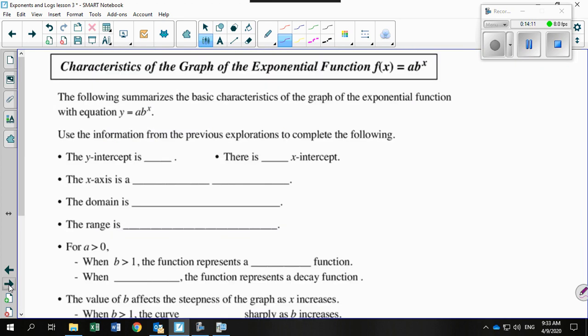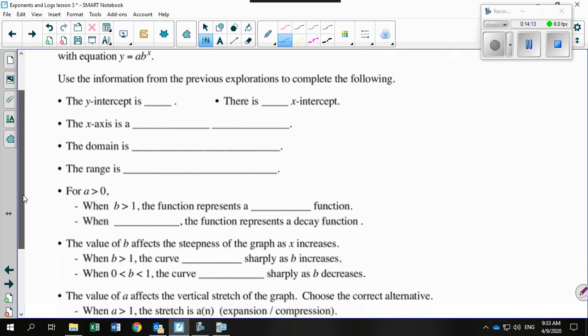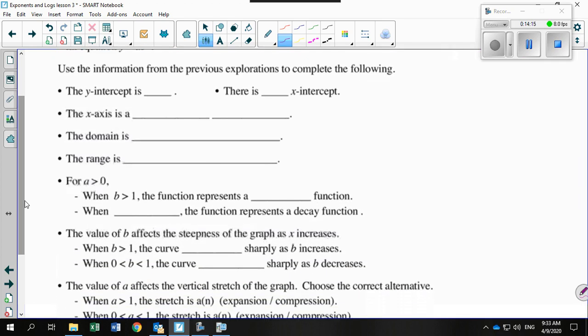Okay, so we can go ahead and fill in all these characteristics. I would suggest pausing me and filling them all in, but I will go ahead and fill them in as we go through it. Our y-intercept turned out to be a. We had no x-intercepts. The x-axis was our horizontal asymptote.